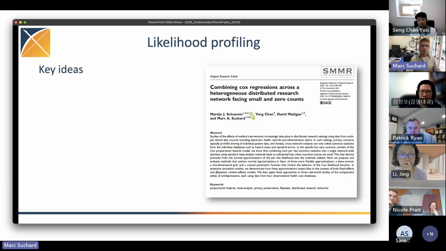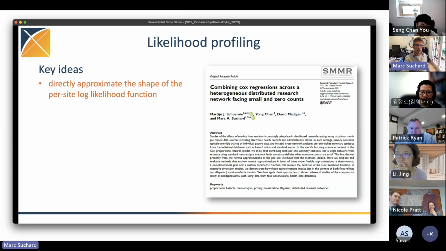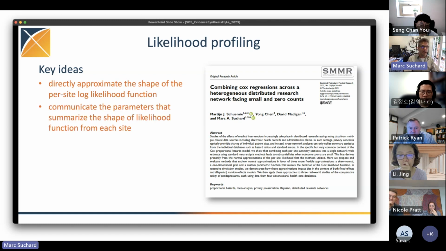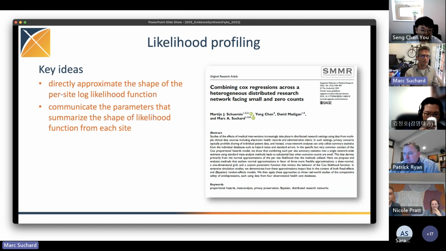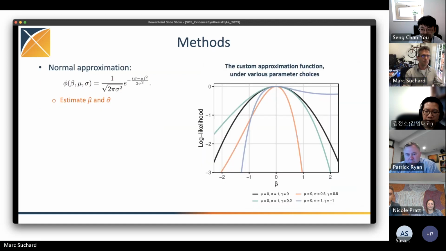So let me remind you of these key ideas. We're going to first directly approximate the shape of this likelihood function within each of the data sources. And then instead of just communicating a point estimate and a confidence interval, we're going to communicate the whole shape of that likelihood function itself.